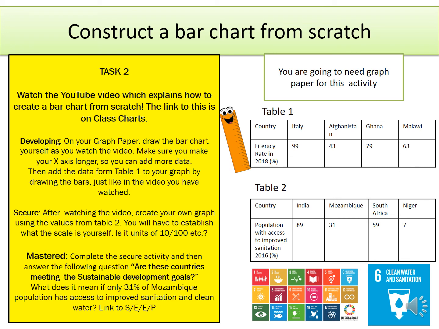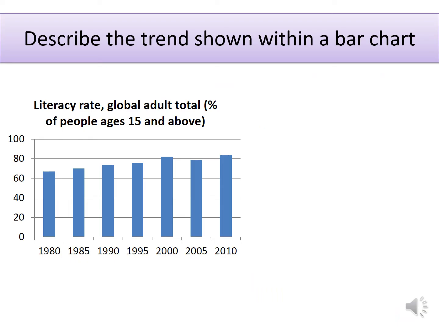What about the economy? So you don't have to do all the tasks, you just have to choose one of them. So you have to choose either developing, either secure or master, depending on the grade that you are aiming for. Now at the end, make sure you upload what you made. So stop the video now, watch the YouTube video and complete the task.